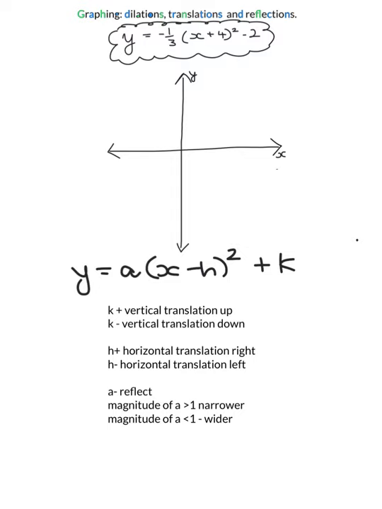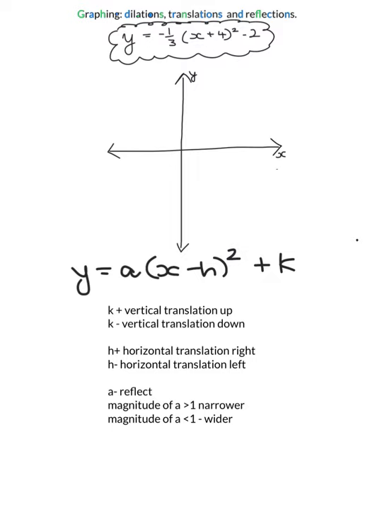If a is negative, the graph actually reflects, and it reflects in the x-axis, so you get the graph turning upside down like that. If the magnitude of a is greater than 1, then the graph goes narrower. What I mean by the magnitude of a is the size of a. So for example, 3 and negative 3 all have a magnitude of 3. That's because the magnitude is just talking about the size and not about the sign. So if we've got a magnitude of a that's greater than 1, the graph goes narrower.